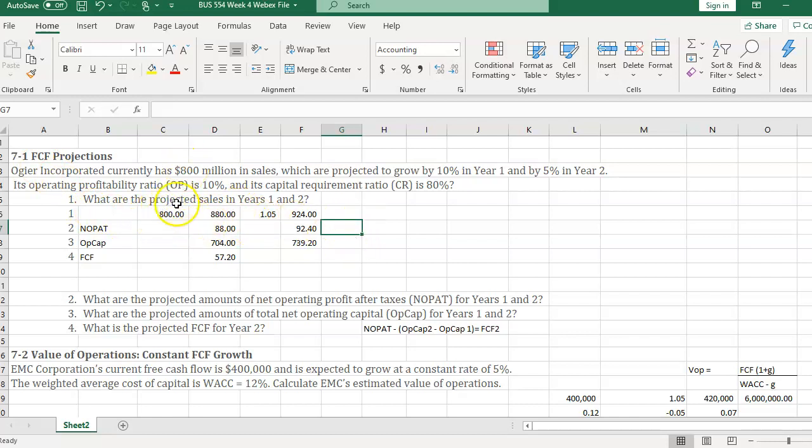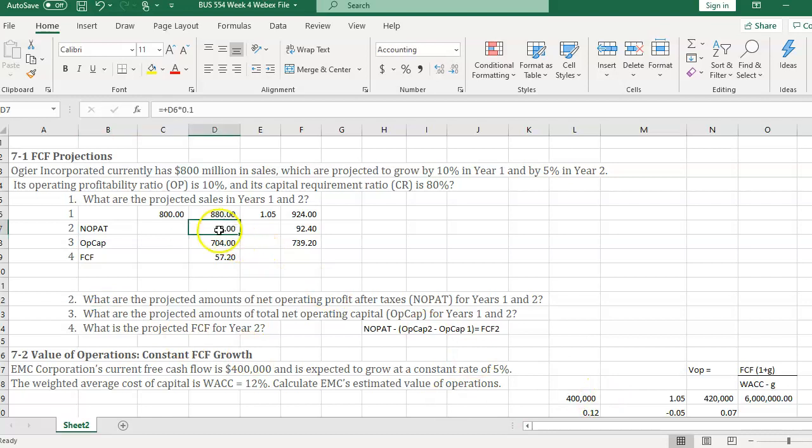And so they gave us 800 million worth of sales. I increased that by 1.1%. That's my year 1 numbers. Then in year 2, I increased sales by 1.05 to get 924. And they said that my operating profitability is 10%. And that gives me what I call my NOPAT, my net operating profit after tax, which is question 2.